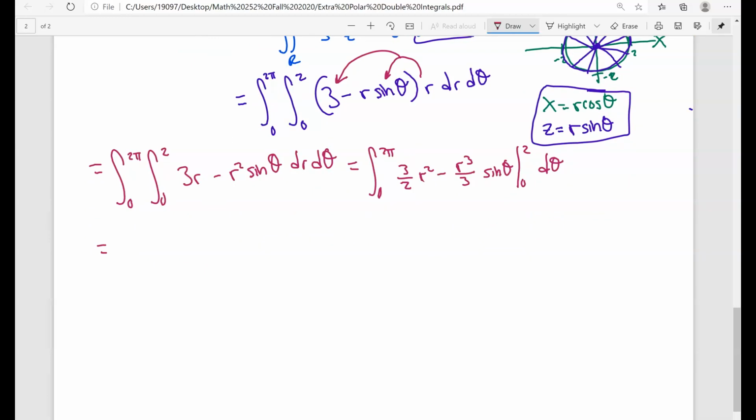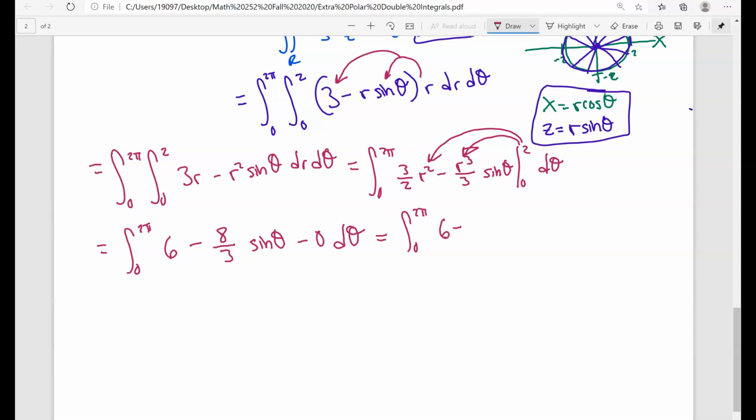So now I'm going to plug in the 2. I'm going to have 2 squared, which gives me 4. 4 times 3 gives me 12, divided by 2 gives me 6. So the first guy is going to give me 6 when I plug in the 2. We get 6 minus, then I'm going to plug in the 2 in there. So I'm going to have 2 cubed, that's going to give me 8 over 3 sine theta. And notice that when I plug in the 0, it's just going to give me a big fat 0. So nothing's going to happen. I'm just going to have a minus 0. Okay, so now all I'm going to have to do is integrate with respect to theta.